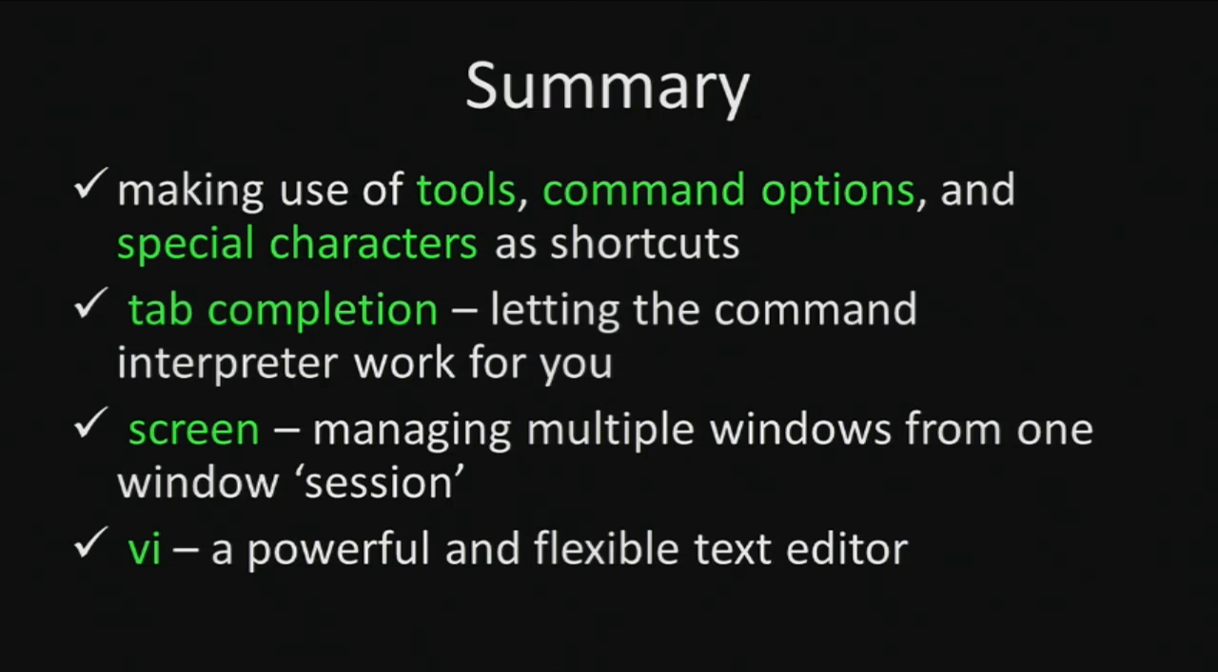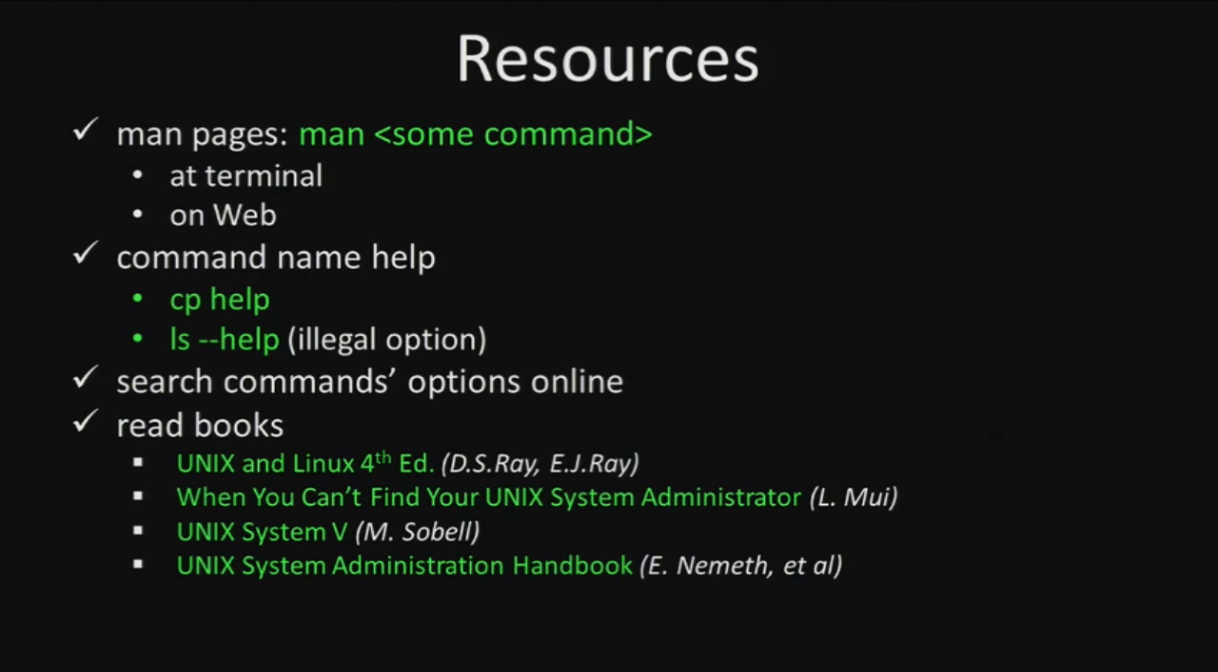So what did we learn about? We learned about making use of command tools such as grep and alias and special characters to make our lives easier interacting with the UNIX machine. We learned about screen, tab completion, and VI. If you'd like to learn more about these commands or other commands, including options or flags you can pass to them, you can refer to manual pages or man pages for short. You can do this at the command line, type man and then a command name, or search for this online. And you can also look at some UNIX books.